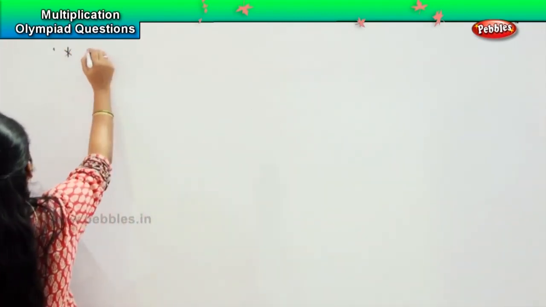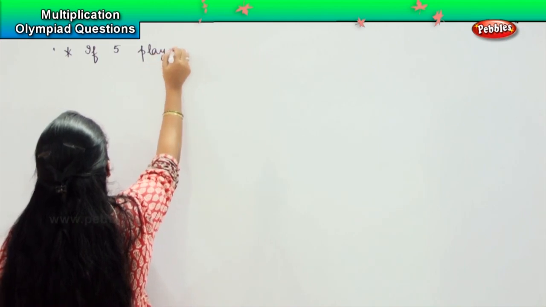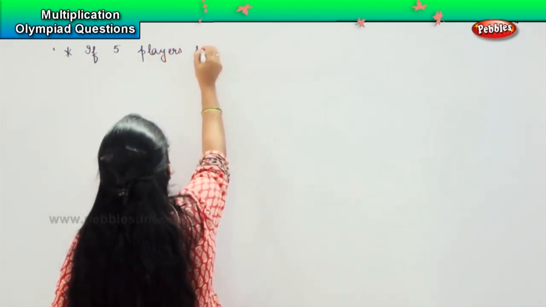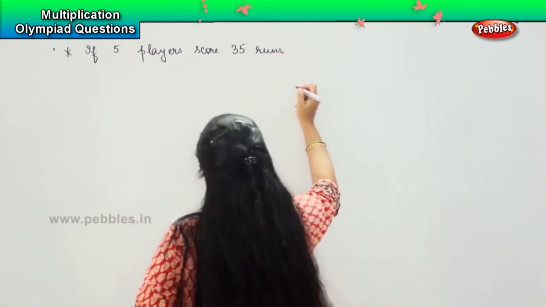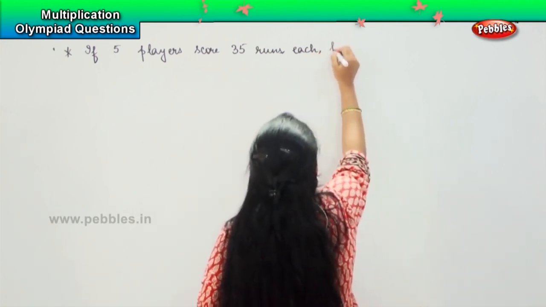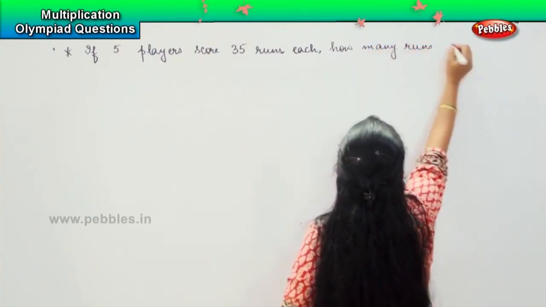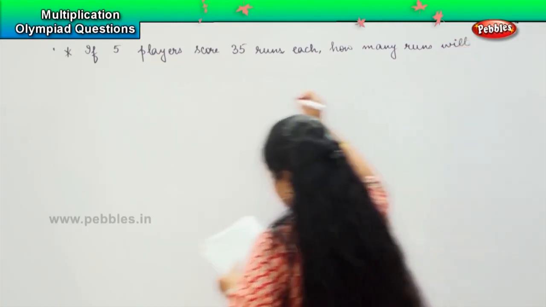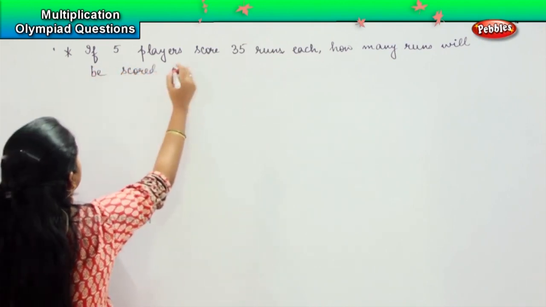Now here comes the next question for you. Okay. Your next question says, if 5 players score 35 runs each, how many runs will be scored in total?